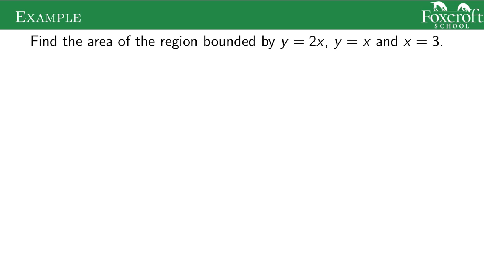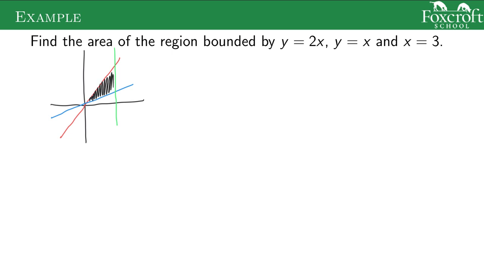We want to find the area of the region bounded by y equals 2x, y equals x, and x equals 3. So if I were to think about the graph of this, y equals 2x is just a line with slope 2. y equals x is a line with slope 1. And x equals 3 is a vertical line. So it's telling me to find this area in here that's bounded by those.